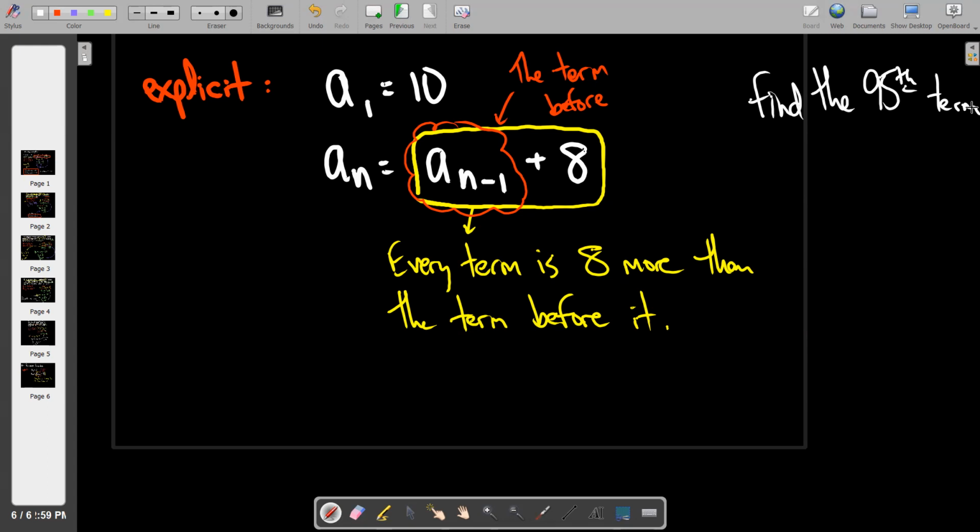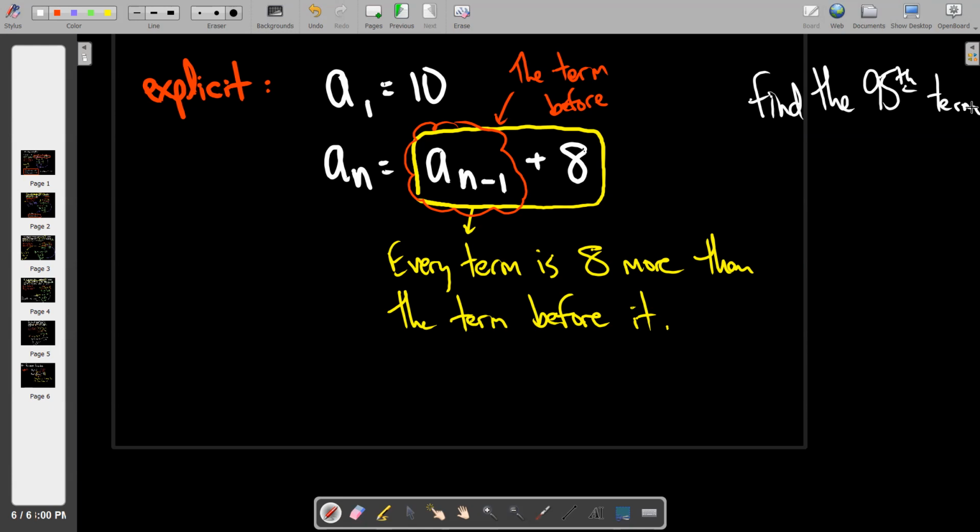So then you're like, okay, I'll just take the 94th term and add 8 to it. But then you're like, well, crap, what's the 94th term? All I know is it's 8 more than the 93rd term. So now you're like, okay, good. So what's the 93rd term? Well, crap on a cracker. The 93rd term, all I can say is it's 8 more than the 92nd term. This madness could go on forever.